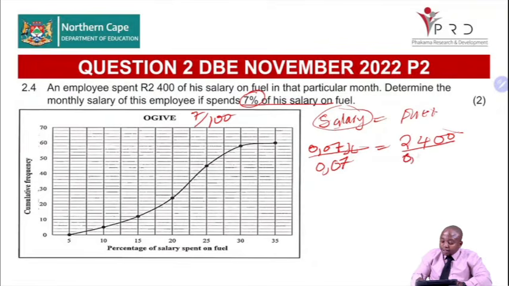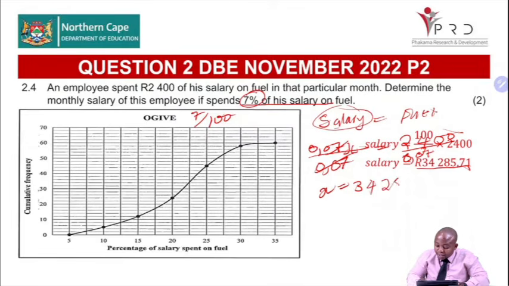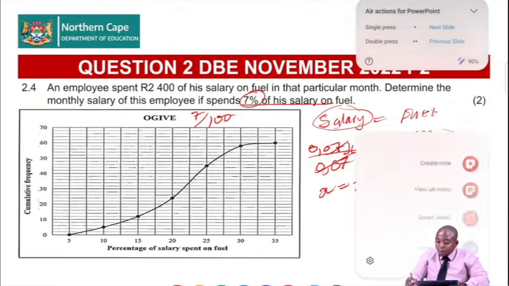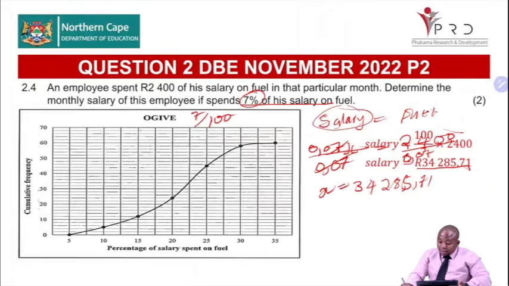Now to find x, we are just going to divide by 0.07. We divide this side by 0.07. Then our x is going to be the value that we found from the previous method, which is 34,285.71.